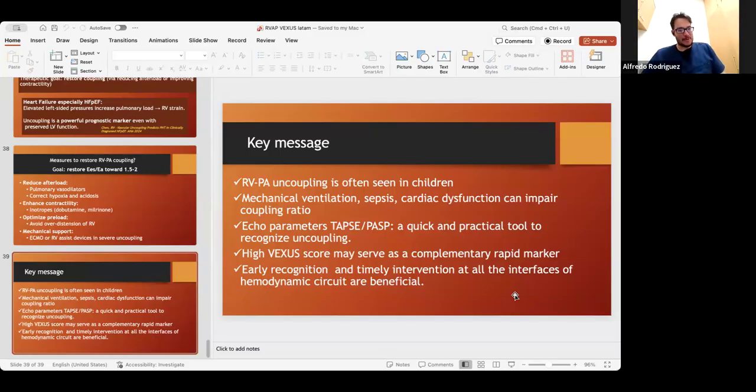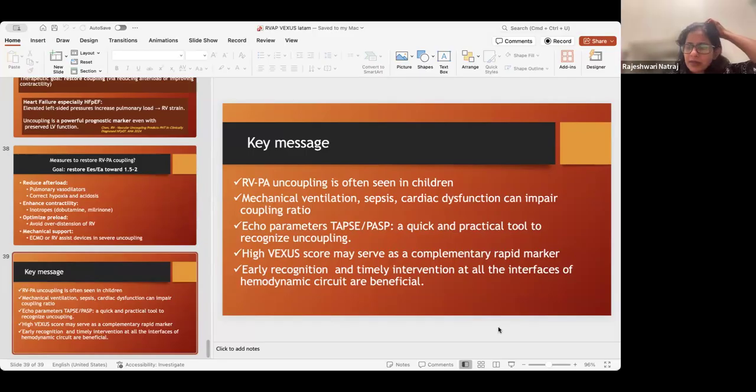Okay. Just the last question I would like to ask you. It's precisely about one thing in the statistics. Did you explore any non-linear relationship between VExUS and TAPSE or PASP? Why did you choose a strictly linear hierarchical model, for example?